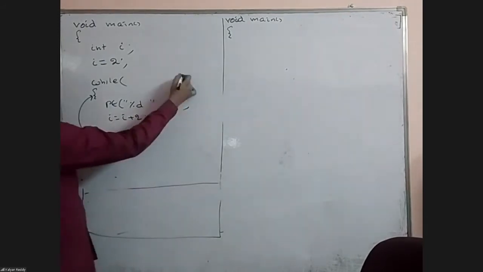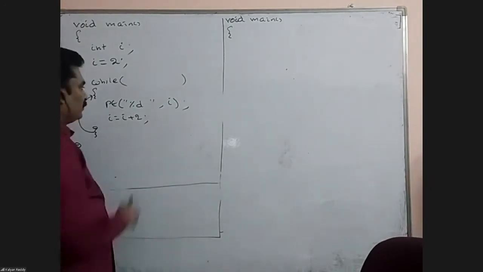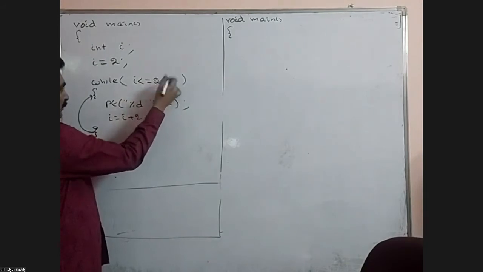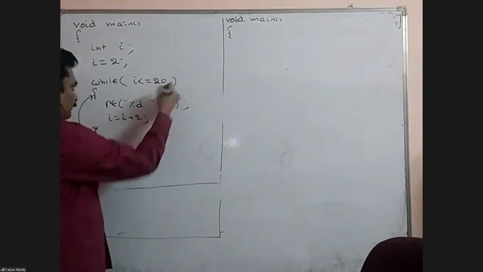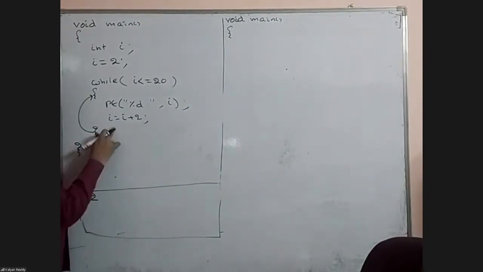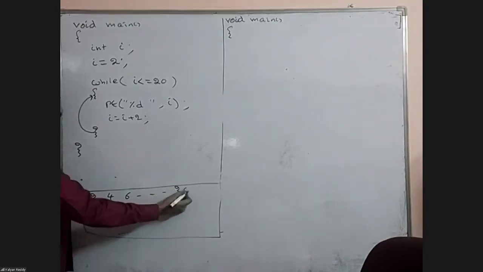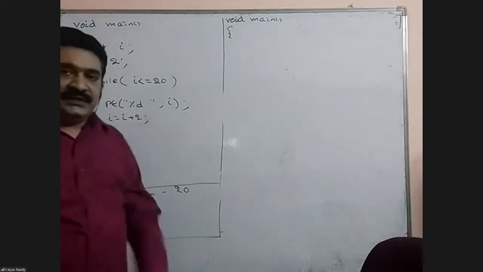Here the variable is increasing, so go for the condition less than the required last value, up to 20. So i less than or equal to 20. Run. Now 2 is less than or equal to 20, come inside, 2 printed. Next i became 4, go up. 4 is less than 20, come inside, 4 printed, 6 printed like this. The last one is 20. Okay, run this program, 2 to 20 even numbers.